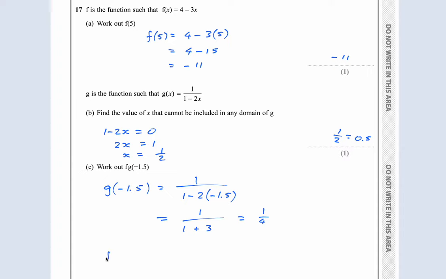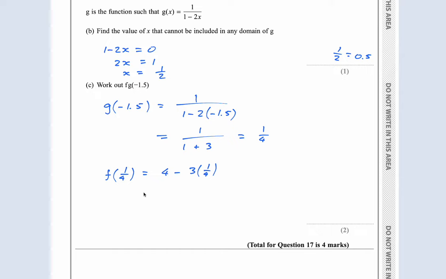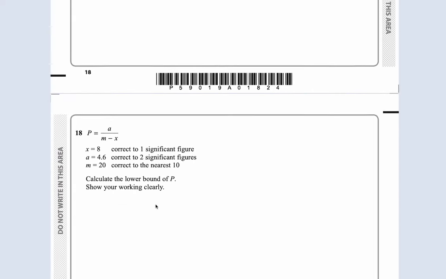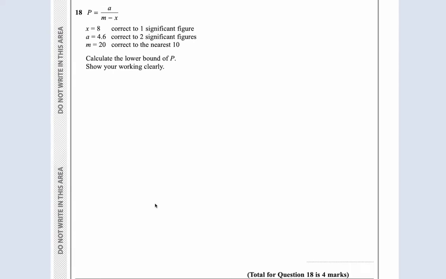So I just need to get f of 1 over 4, which is 4 minus 3 times 1 over 4. Again, use your calculator if you want. That is equal to 4 minus 3/4, which is 3.25. 3.25. Okay. Question 8. P is equal to a over m minus x, right?